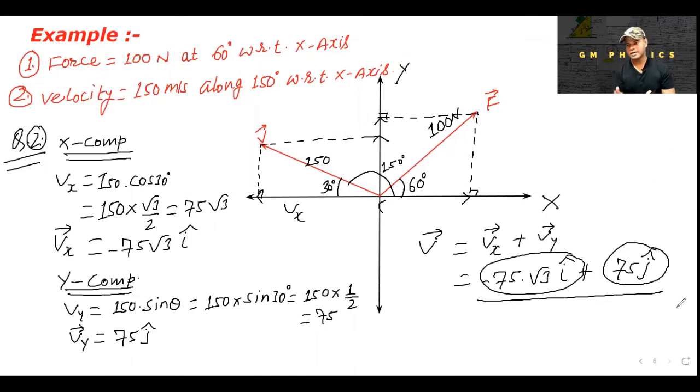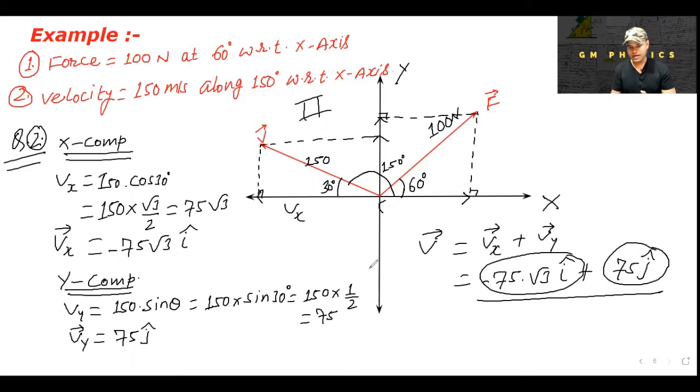You have to see it in the quadrant. Where is it located? Whether it is in the first quadrant, second quadrant, third quadrant, or fourth quadrant. And that we can understand by looking at the angles. If it is between 0 to 90 degrees, it will be in the first quadrant and both the components will be positive. If it is between 90 to 180 degrees, it will be in the second quadrant and the Y component will be positive, the X component will be negative.